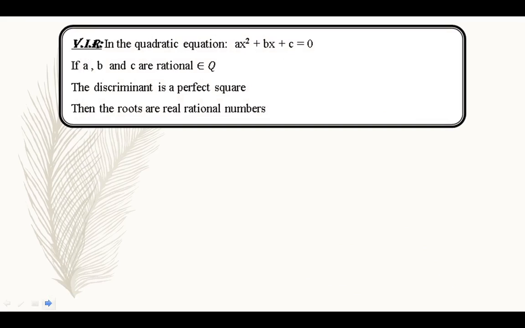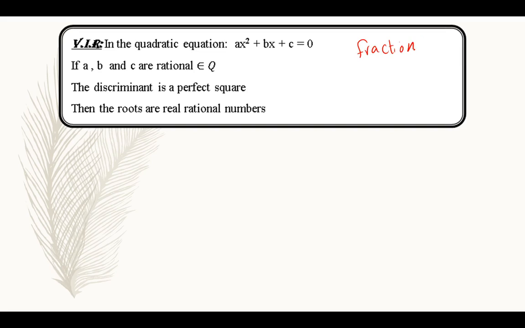Very important remark. This is the last idea in this lesson. In the quadratic equation ax power of 2 plus bx plus c equals 0, if a, b, and c are rational numbers. What are rational numbers? Rational numbers means belonging to Q, the set of rational numbers. Rational numbers means fractions.